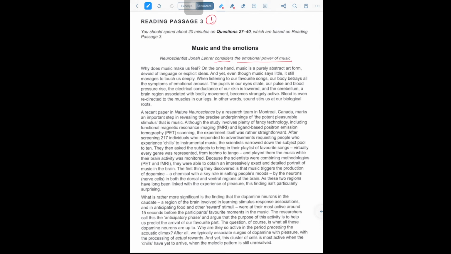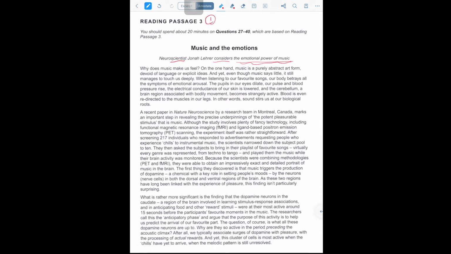Neuroscientist Jonah considers the emotional power of music. A neuroscientist is a scientist who studies the brain cells and dysfunction. And also the emotional power of music. So there may be some words relating to psychology. I'm more interested in this area, and I'm really familiar with the topic, so that's the reason why I decided to read passage 3 first. And music and emotions, there might be feelings. What might be the connection between emotional power and neuroscientist?